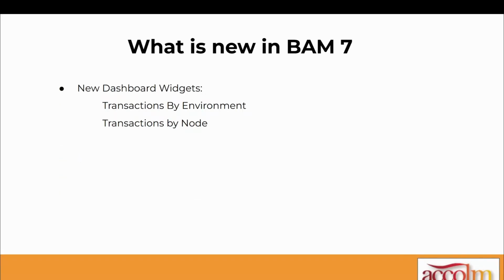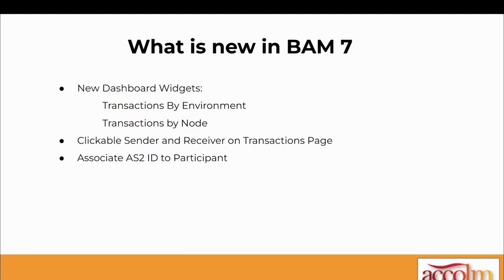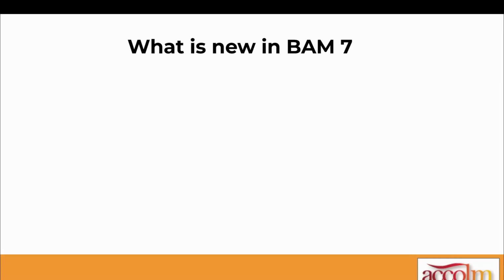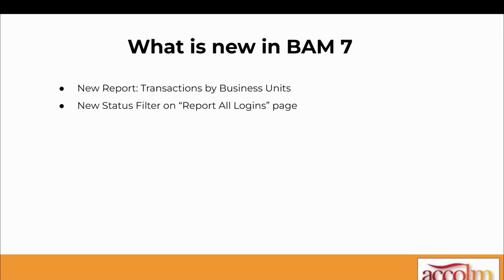Then we had the 2 new widgets, transactions by environments and nodes, clickable sender and receiver on transactions page, associate AS2 ID to participant, specify multiple recipient list order on the transactions page, 2 new filters, filter by folder and filter by file size. We have that new report for business units transactions. We added that little status filter for report all logins page.